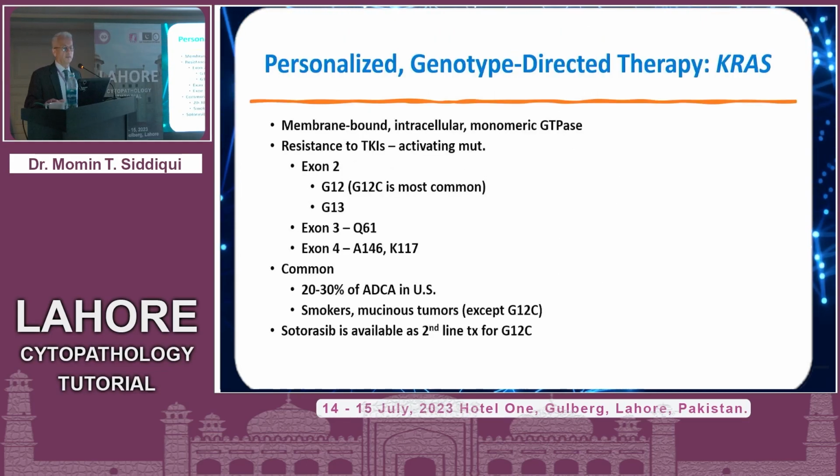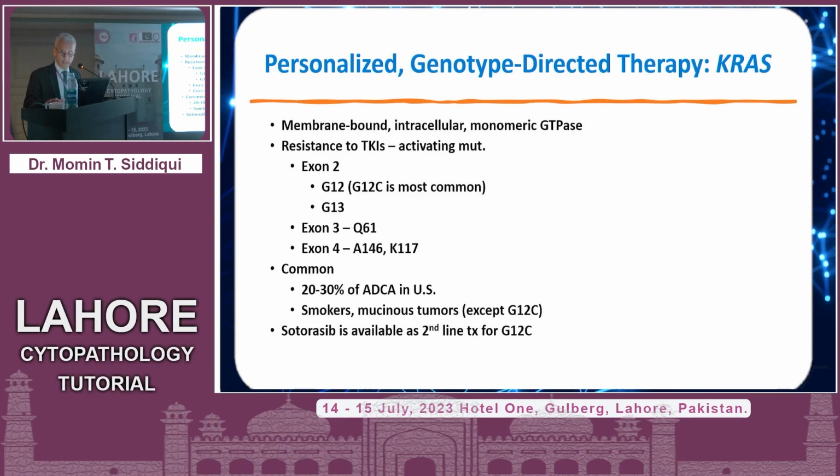The same thing applies for KRAS. Basically, personalized genotype directed therapy is also available. And again, these are very common. Approximately 20 to 30% of adenocarcinomas may be displaying this, and it is mostly noted in smokers. And sotorasib is basically one of the more common drugs that has been used, at least till last year.